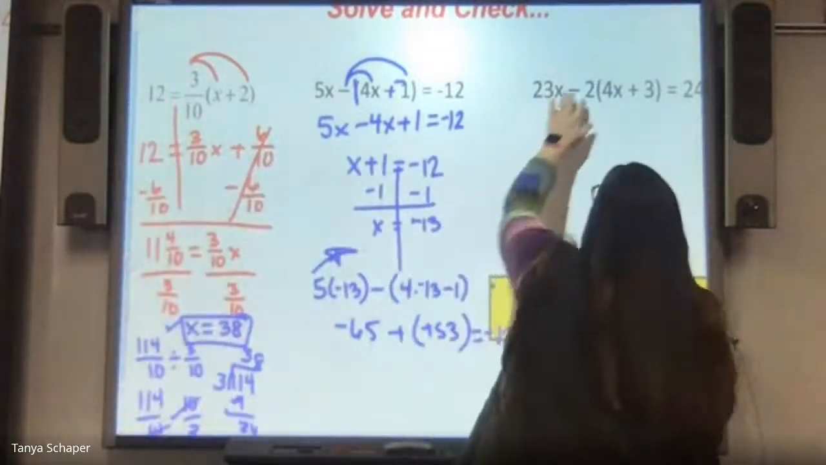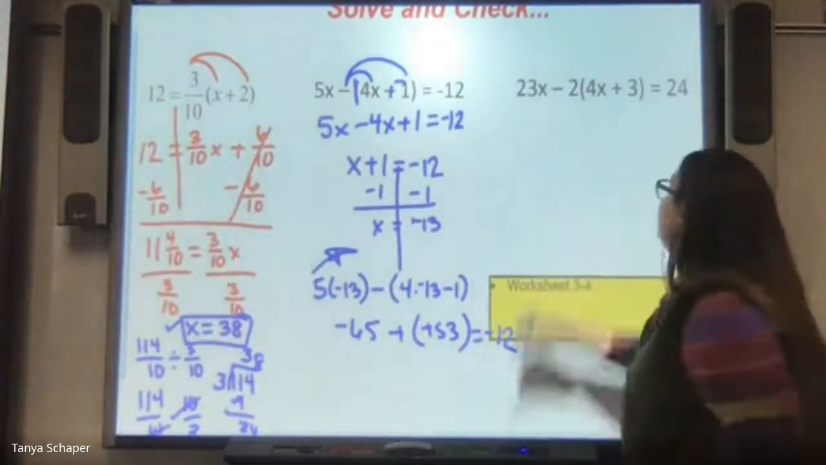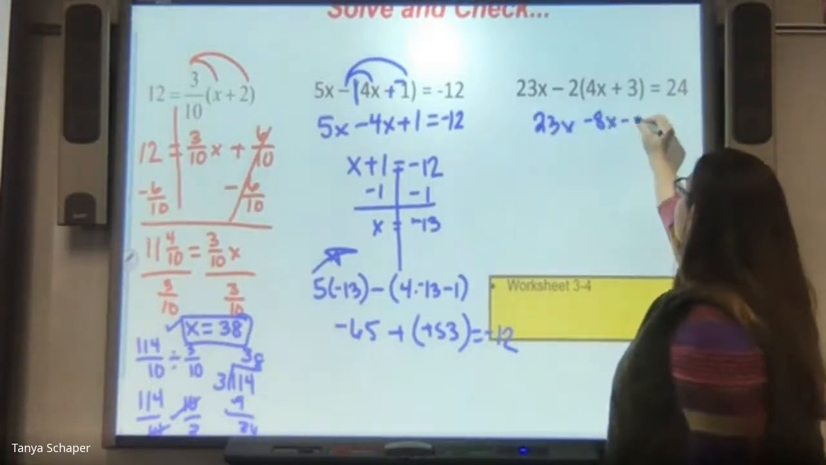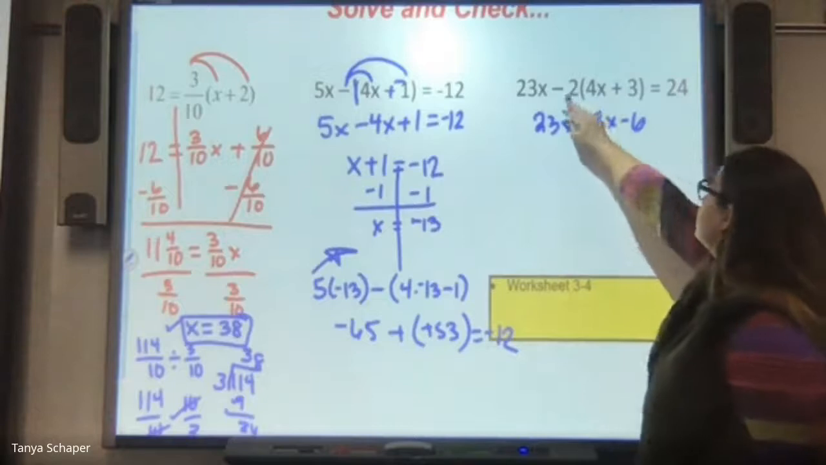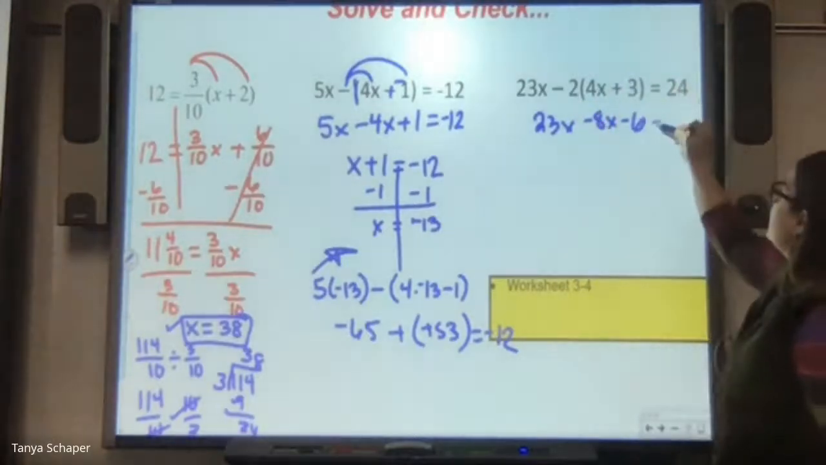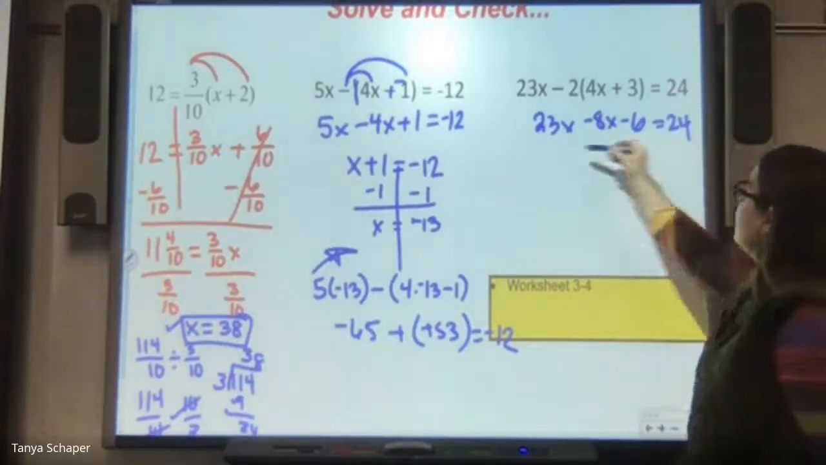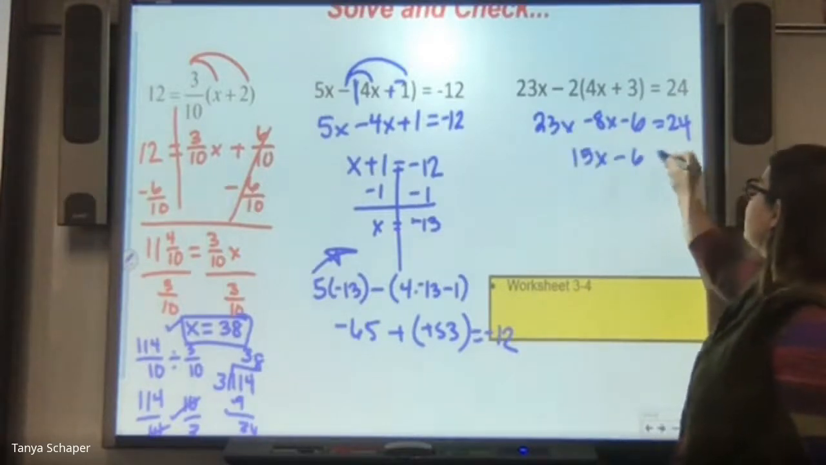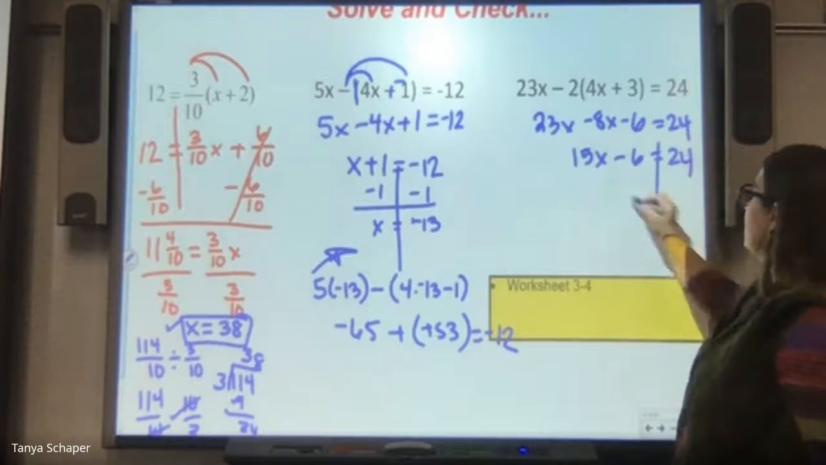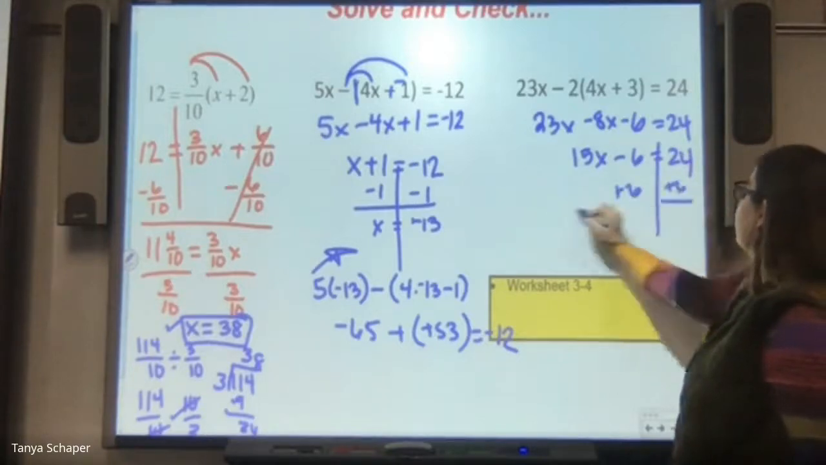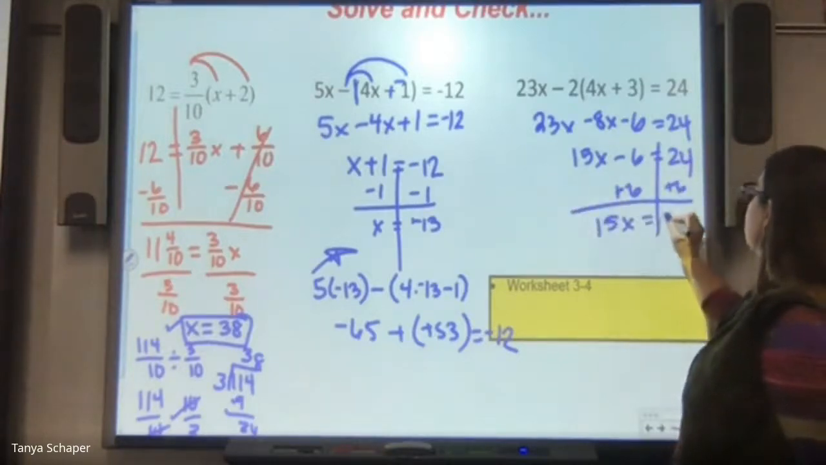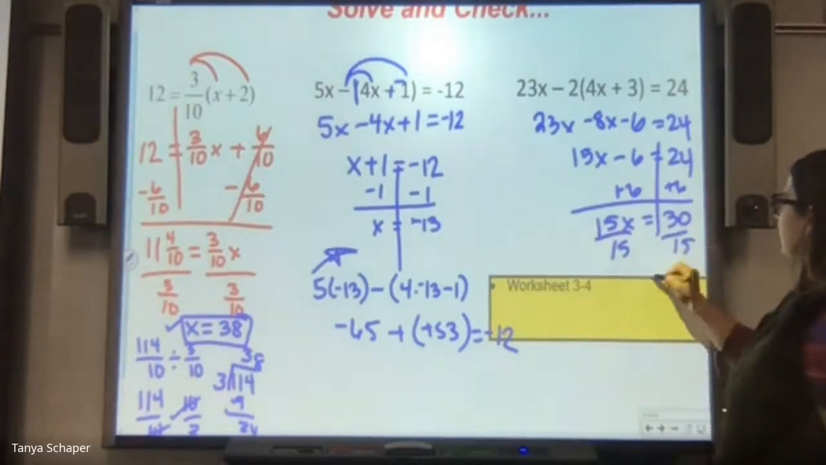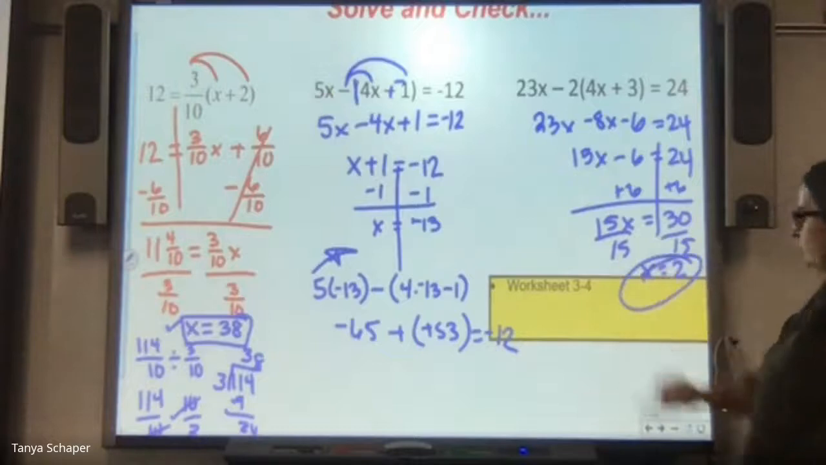Let's take a look at this last one here. So 23x minus 8x minus 6, negative 2 times 4x, negative 2 times 3 equals 24. 23 minus 8 is 15x minus 6 equals 24. Add 6. 15x equals 30. Divide by 15. X equals 2.